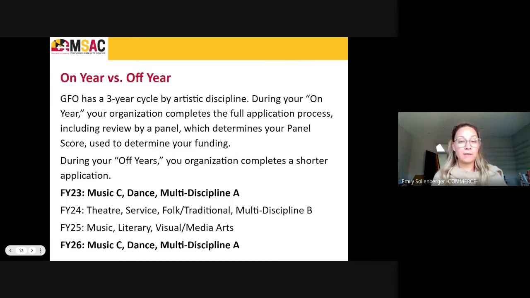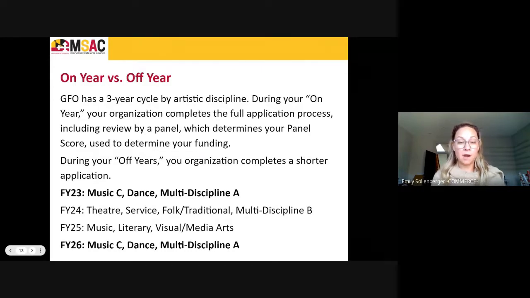The point of aligning you with a discipline-specific cycle is so we can have a group of panelists that have the expertise and experiences within your discipline. So you're being reviewed by somebody who is familiar with what you do, or a group of people that are familiar with what you do.